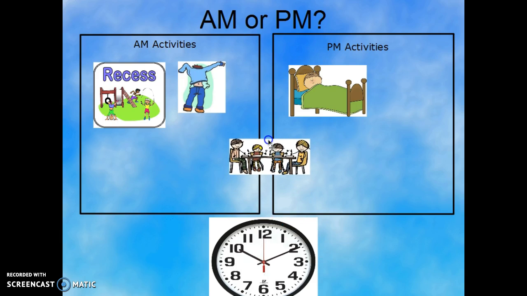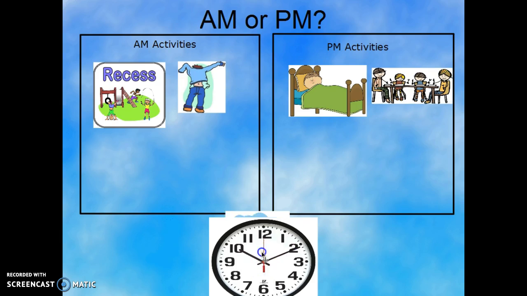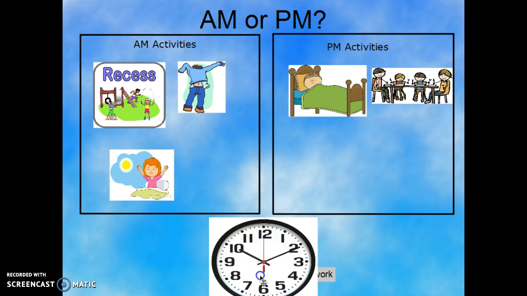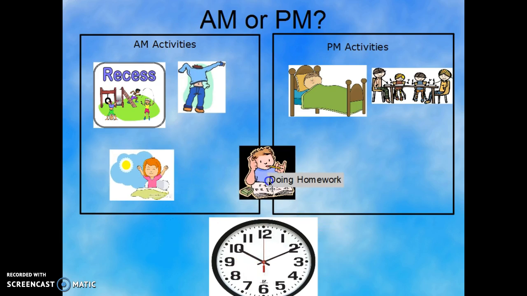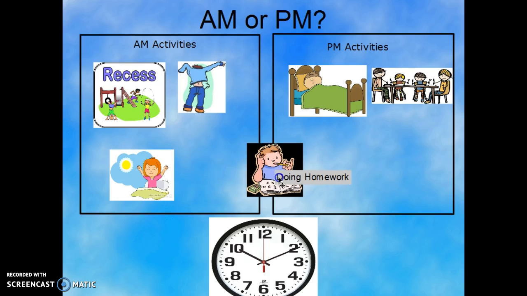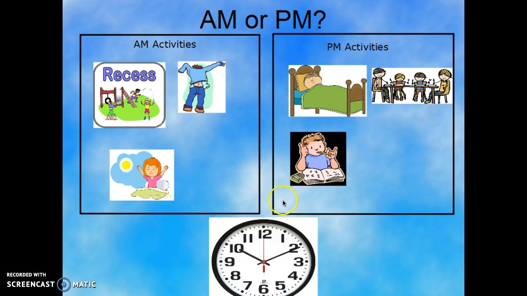Okay. Eating dinner. Eating dinner with your family. AM or PM? That's a PM. Waking up. AM. Excellent. Doing homework. Well, I hope you do this in the PM after you get home off the bus in the afternoons. However, sometimes I guess it might be necessary to do it in the morning if you didn't get it done before. What about eating breakfast? Yeah, that's usually an AM activity as well.